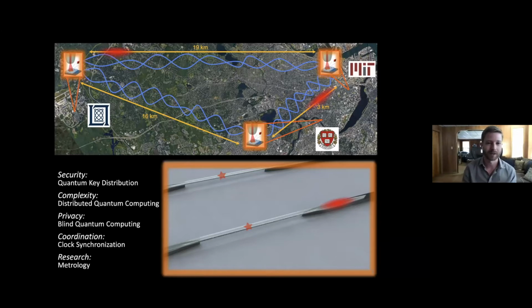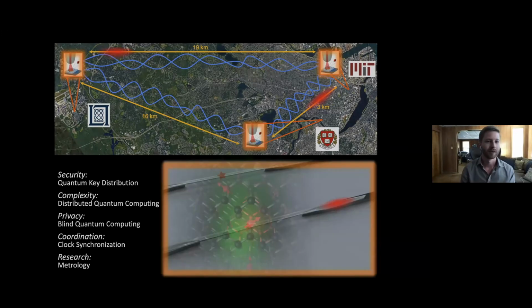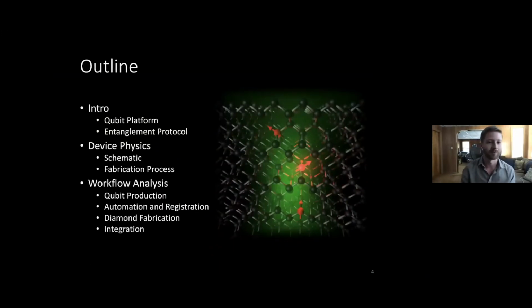And entanglement is a valuable resource for quantum key distribution, distributed quantum computing, blind quantum computing, clock synchronization, or more generally just metrology. For the rest of this talk, I'm going to focus on a diamond implementation of this quantum node. I'll start by discussing some of the qubit platforms, the entanglement protocol, and then jump into some of the device physics, and then spend the last half talking about the workflow and analysis that goes into building such a complicated device.